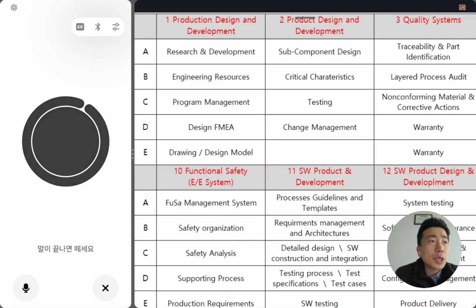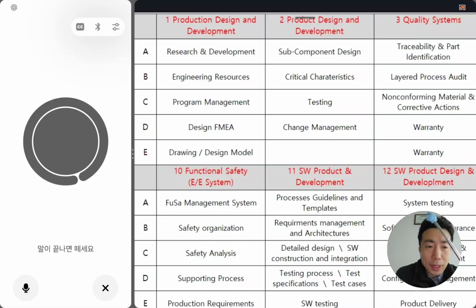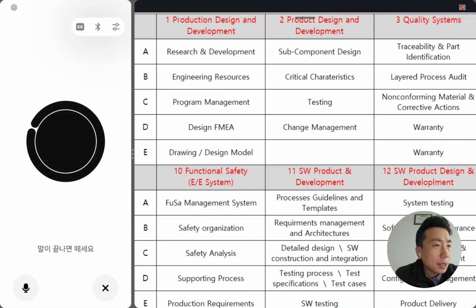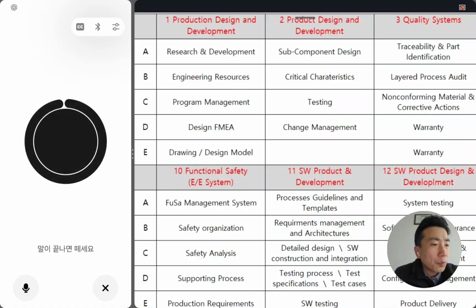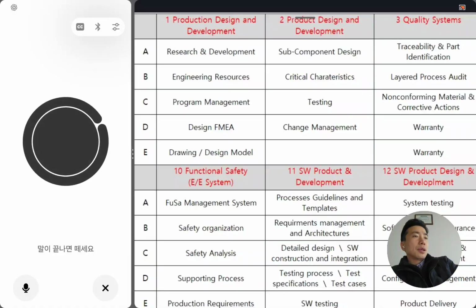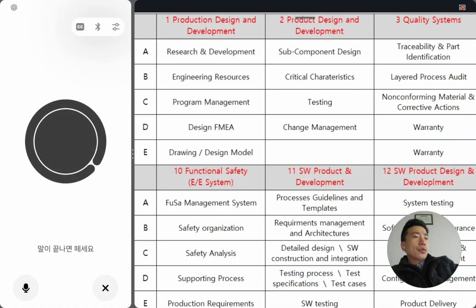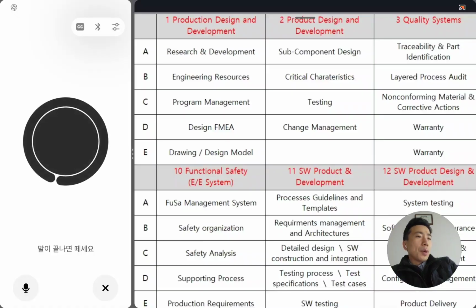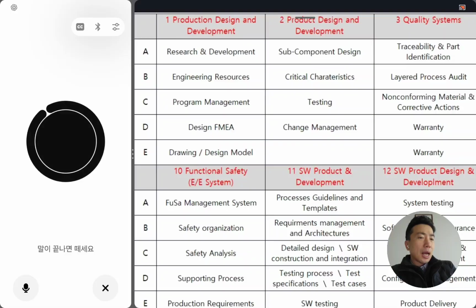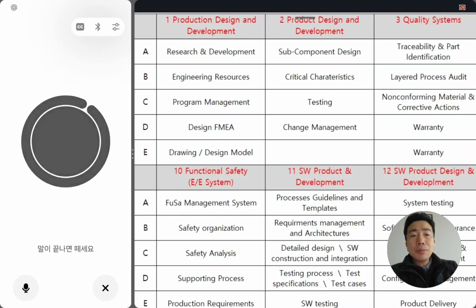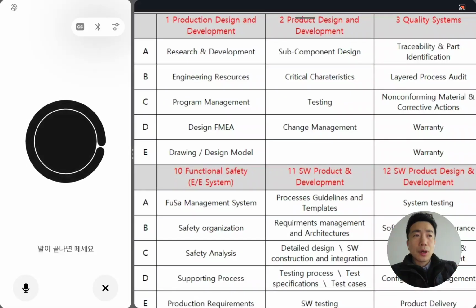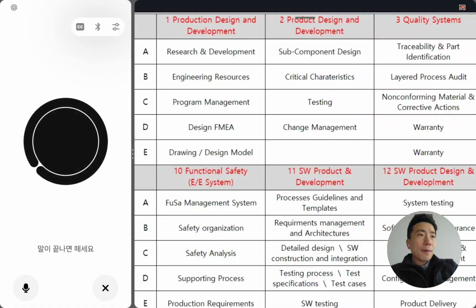I mean, you provided me, I received one, two, three, four, five sections. I received five sections from you about the critical characteristics.